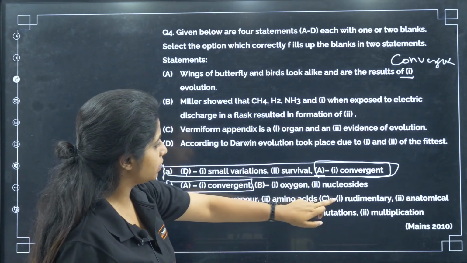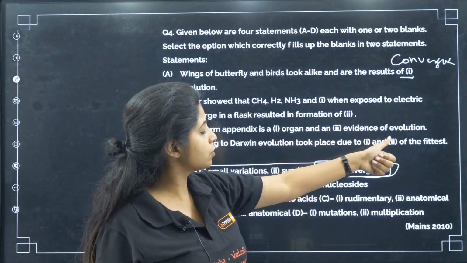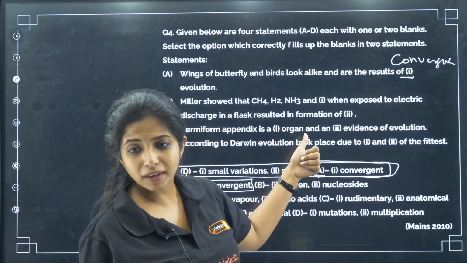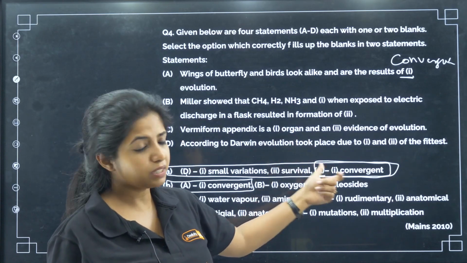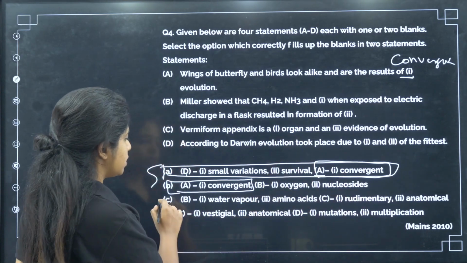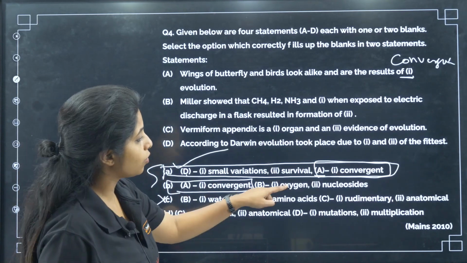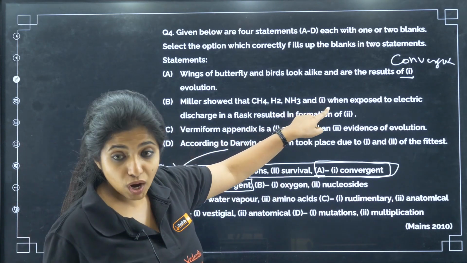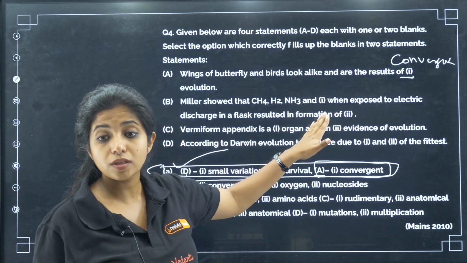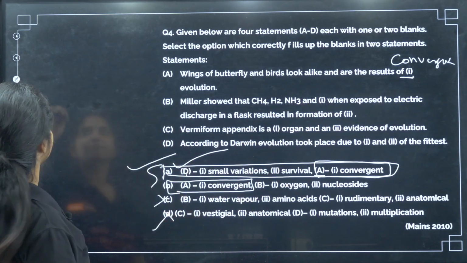Okay, what about C? Vermiform appendix is dash organ and dash evidence of evolution. Is dash organ what organ, my dear children? Vestigial organ. But here it is written rudimentary organ. That is wrong. Again, you get it? That is why all the statements are wrong apart from this. Only this one is correct. Over here, oxygen is written. Oxygen was not being used. It was an anaerobic situation that was being created, right? So your only answer is A.